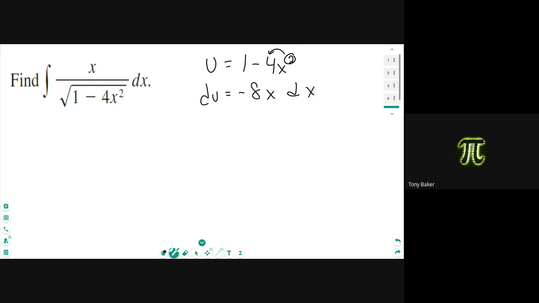So, all right, what do I have over on the original problem that I can get rid of with what I have here? So I have an x and I have a dx, right? So in essence, I have that. So I've got to move the 8 over to the other side. So I have negative 1/8 du equals x dx.